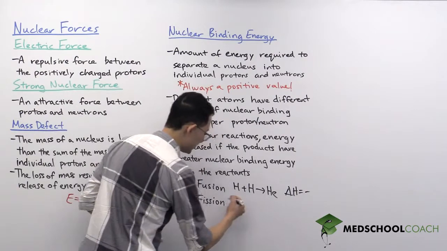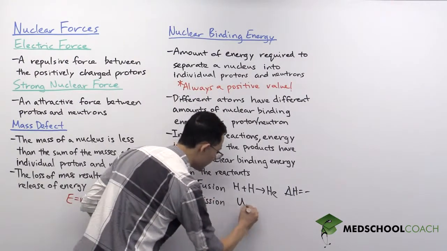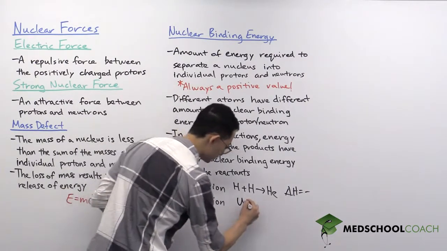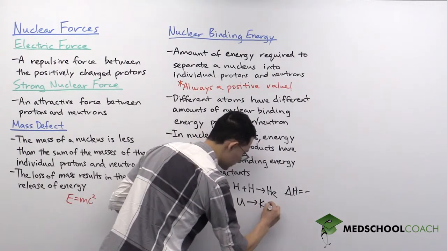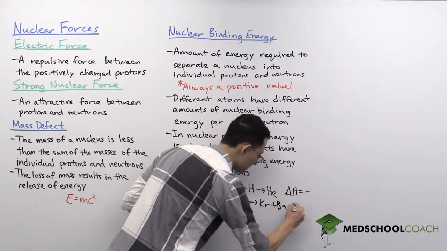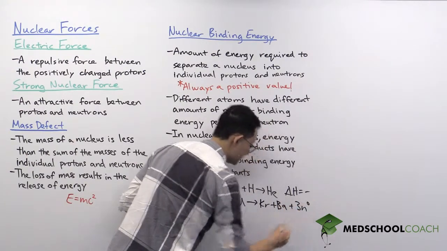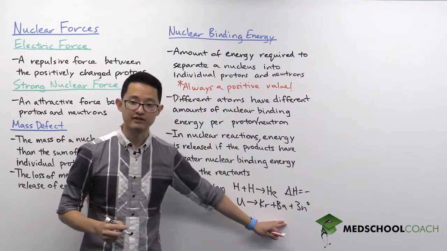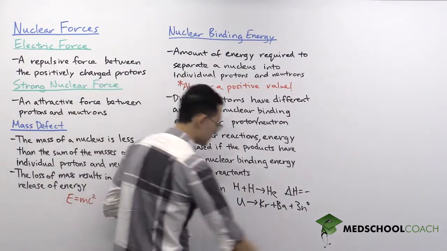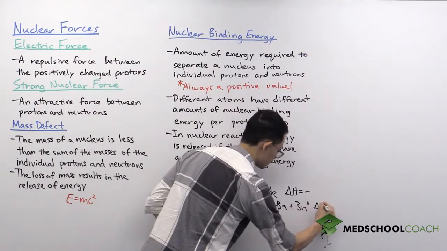You can do the same thing in nuclear fission. If you start with an atom that is larger than iron, for instance, we can take uranium and split that into smaller atoms like krypton, barium, and a few neutrons. At the same time, our products have more nuclear binding energy than our reactants, so this process is also exothermic.